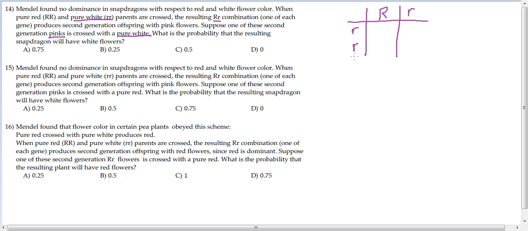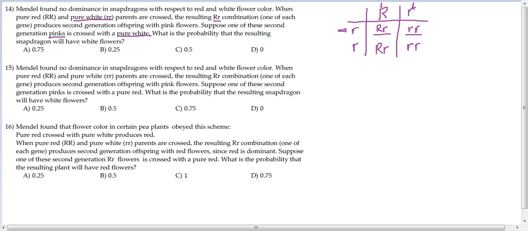Alright, so to decide what the possibilities are when you cross these two flowers, for this spot right here, you take the first row and the first column: big R and little r. For this one, you take the first row and then the second column: little r, little r. Likewise, this one is big R and little r. And the last one, the second column, second row, is a little r and a little r.